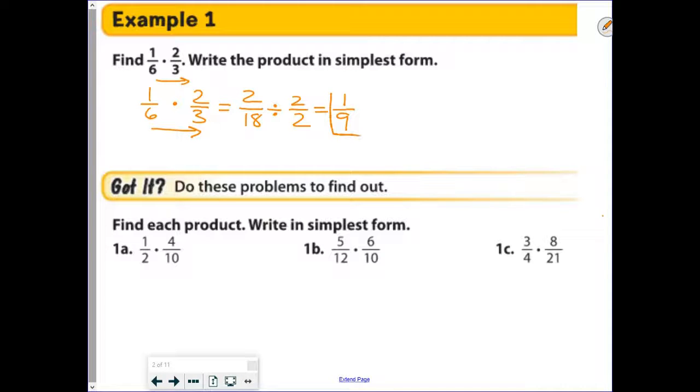You need to simplify your fractions at the end of each problem. See if you can do problems 1A, 1B, and 1C on your own.